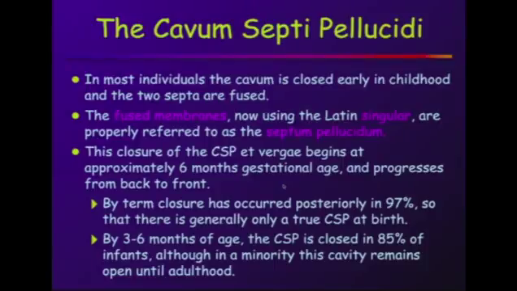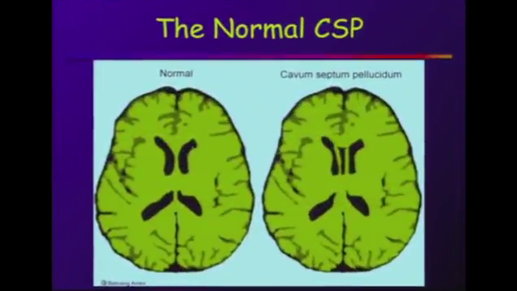By term, closure has occurred posteriorly in 97%, so there's generally only a true CSP at birth, and by 3 to 6 months, the CSP is closed in 85% of us, although in a minority you get a small residual until adulthood. So this is normal. We have the septum pellucidum, just the clear membrane with no space. And then here's the Cavum Septi Pellucidi. In the literature, I got this from the web, it's often used as a misnomer. So this should be the Cavum Septi Pellucidi, not the Cavum Septum Pellucidum, because that means singular and there are obviously two clear walls there.